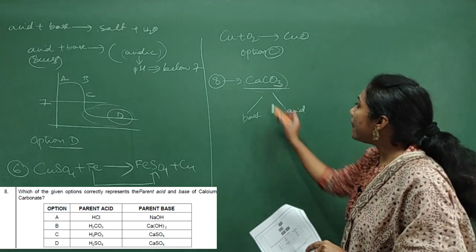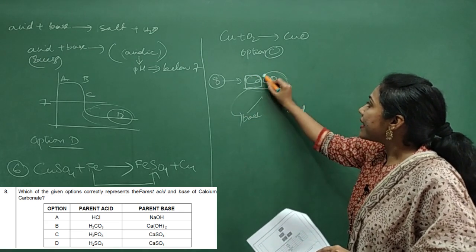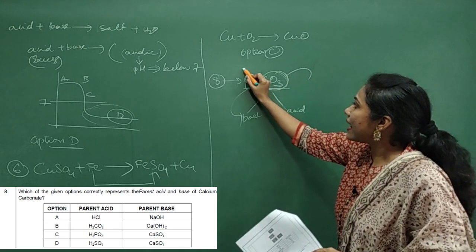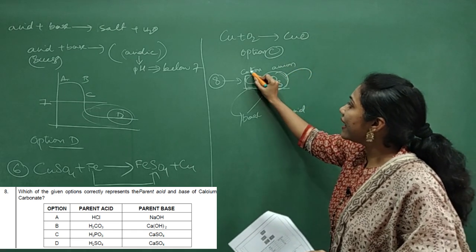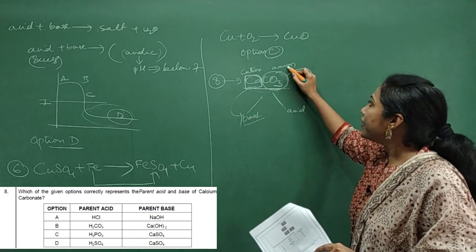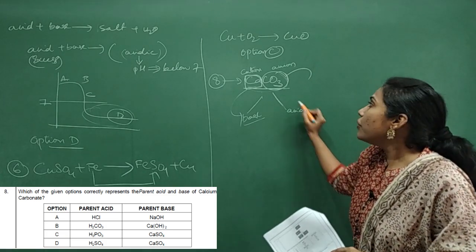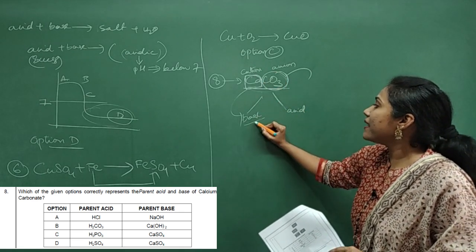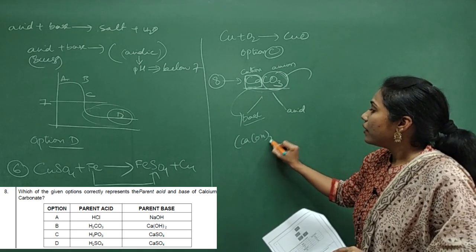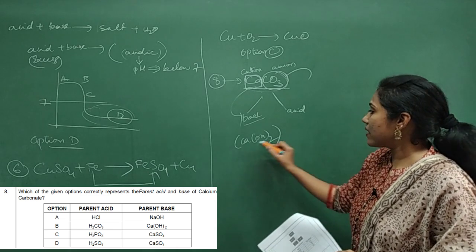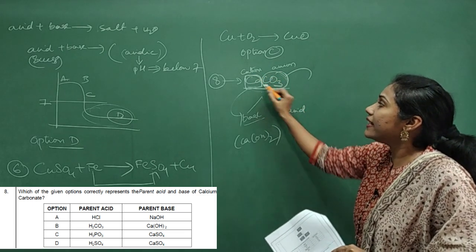Always remember the first part of the salt must have come from a base and the second part of the salt from an acid. This is the cation, calcium is the cation here, carbonate is the anion here. Always the cation must have come from a base, the anion must have come from an acid. This is what you need to know, guys. So the cation is coming from a base. Which base can give calcium? Definitely calcium hydroxide. Right? So the base is calcium hydroxide, which must have reacted, so you got this particular cation in this salt.